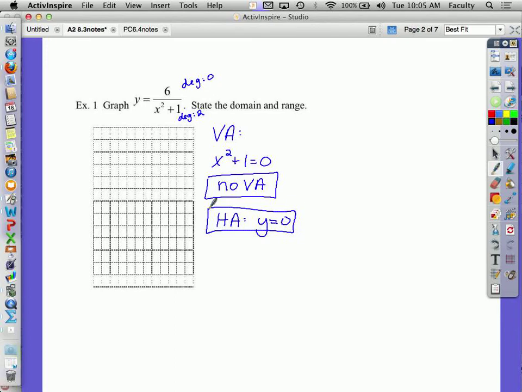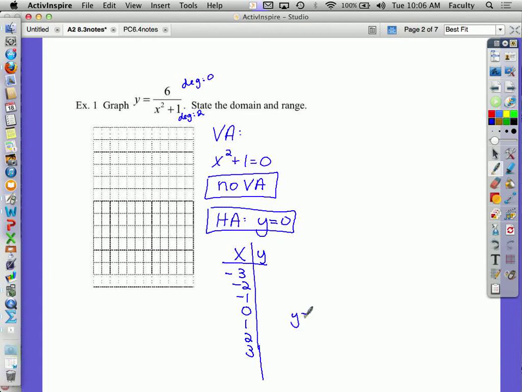All right, now when there's no vertical asymptote, that just means I'm going to use a standard table. Let's do negative 3, negative 2, negative 1, 0, 1, 2, and 3. The good news is because I'm squaring the x, and that's the only x in the problem, all the negative ones are going to be the same as the positive. So I really only have to do half of these values. But let's start with 0.